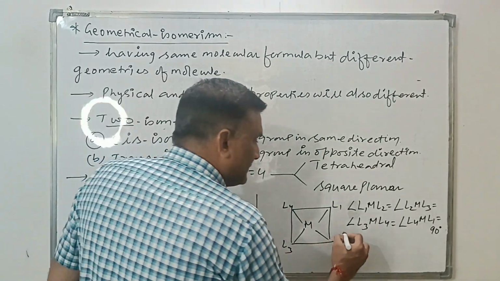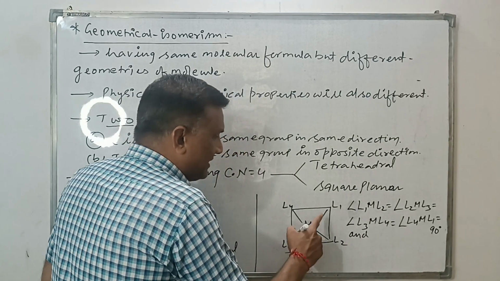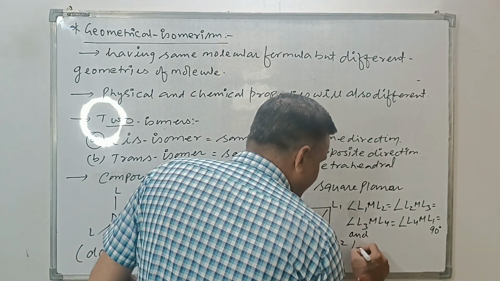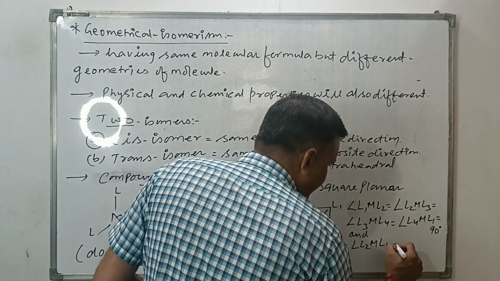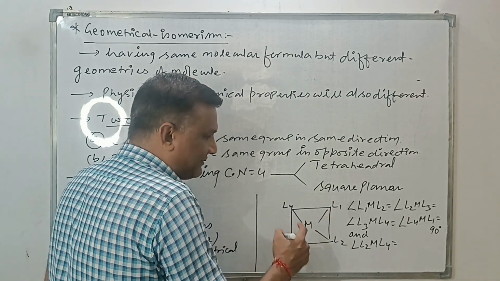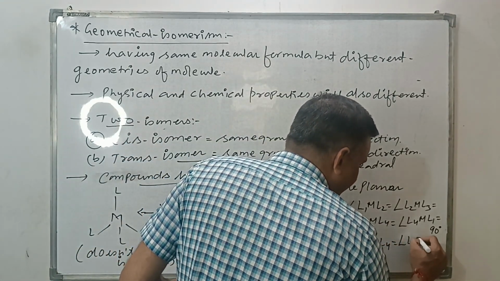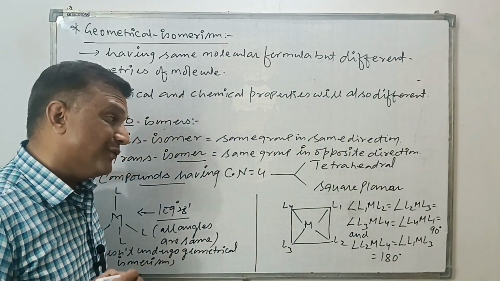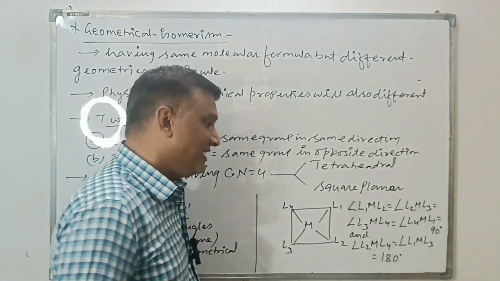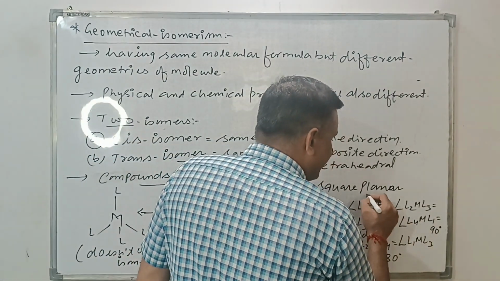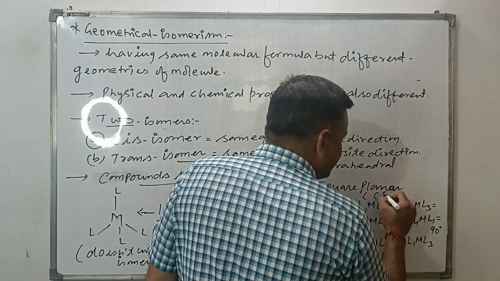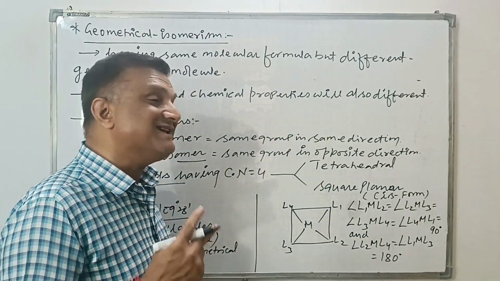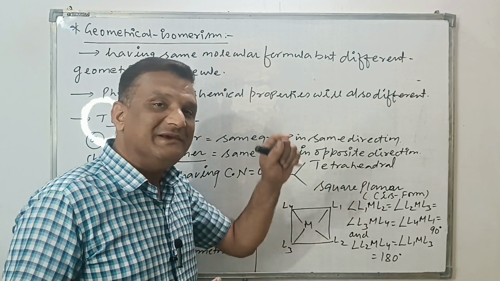And if we go with the other one, angle L4 M L2, or you can say angle L2 M L4, and angle L1 M L3, is equal to 180 degrees. When the same ligands are present at the angle of 90 degrees, then that is called the cis form. I am repeating my statement: if the same ligands are present at the angle of 90 degrees, then that will be a cis form.